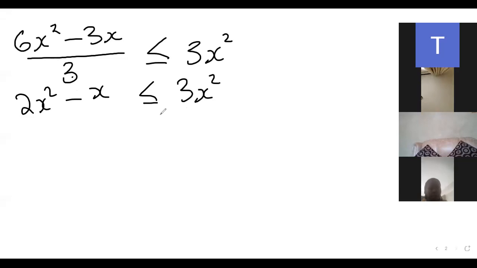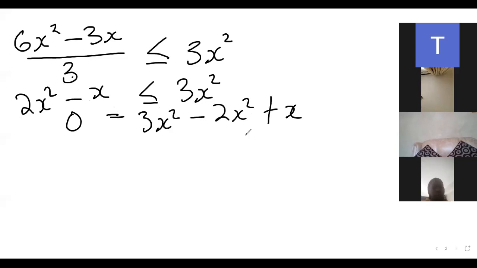Now, I noticed that this 2x squared is smaller than 3x squared, so let me take everything to the right. So 0 is less than or equal to 3x squared minus 2x squared plus x. So we have x squared plus x.